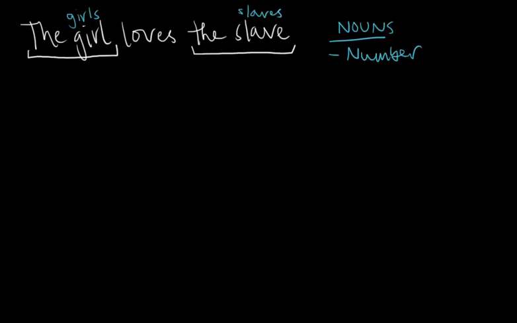Now, in Latin, it's different because it doesn't matter what order the words are in. You could have the girl loves the slave, loves the girl the slave, the girl the slave loves, whatever. You could have it any way around at all and it would not matter because the function of each word is not defined by what position the word is in, but instead by what marking, what sort of ending each word has. And each word has a different function in the sentence, and we call this its case.